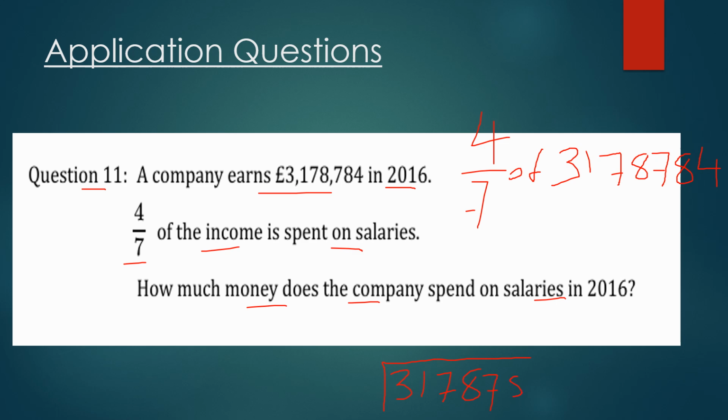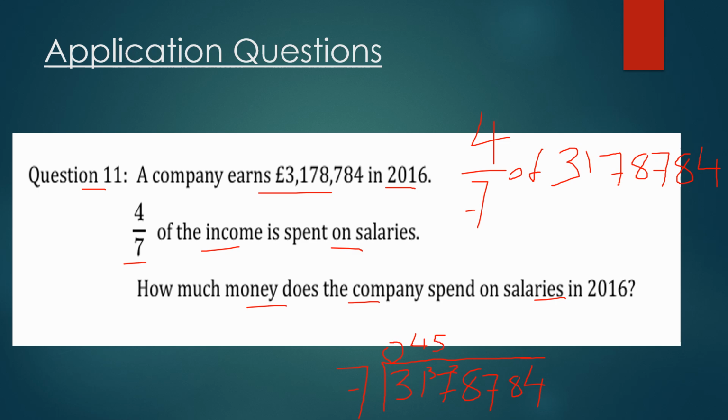Sorry guys for chatting a bit faster, but I hope it makes sense so far. So 4/7: we divide by the bottom and then times it by the top. 7s into 3 I can't do. 7s into 31 go 4 times with a remainder of 3, because 7 fours make 28. The remainder will be 3. 7 into 37 goes 5 times, with a remainder of 2.